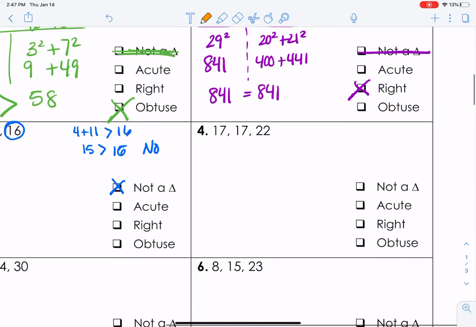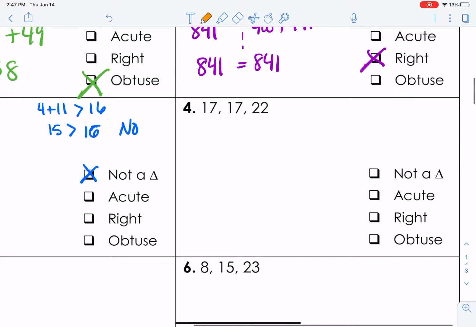For number 4, it doesn't matter that there are two of the same side. What matters is their sum. So 17 plus 17, which is 34, needs to be bigger than 22, which it is. So it is a triangle. So then I just have to work it out.